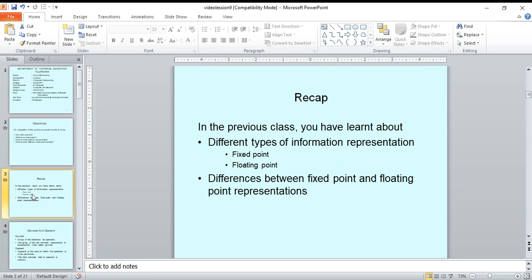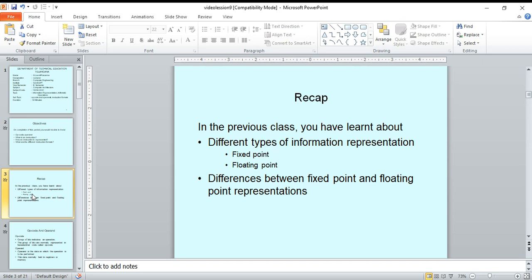In the last class, we discussed the different types of information representations. There are two types: one is fixed point representation, and another is floating point representation. And then we know what a fixed point representation and a floating point representation are.